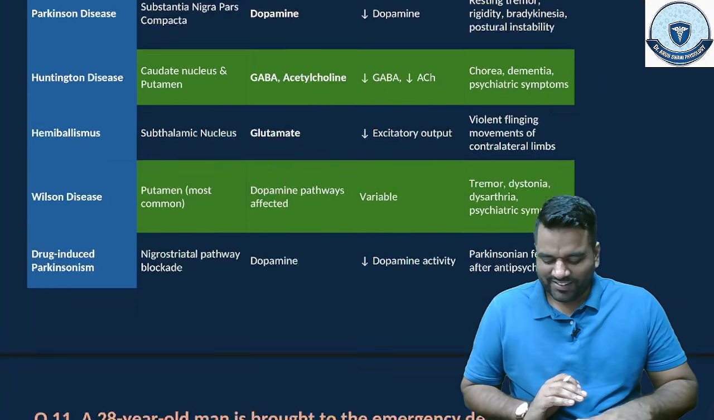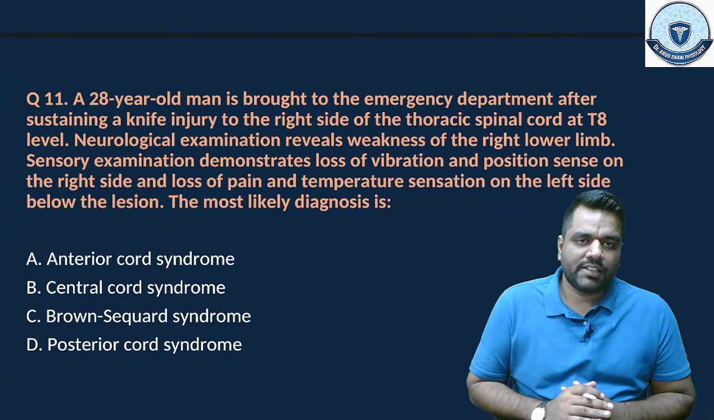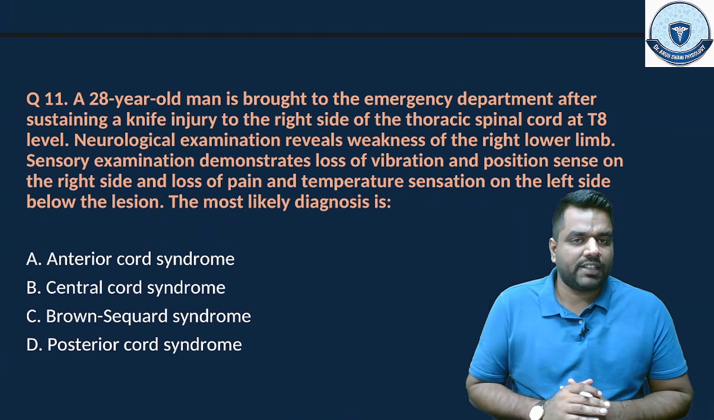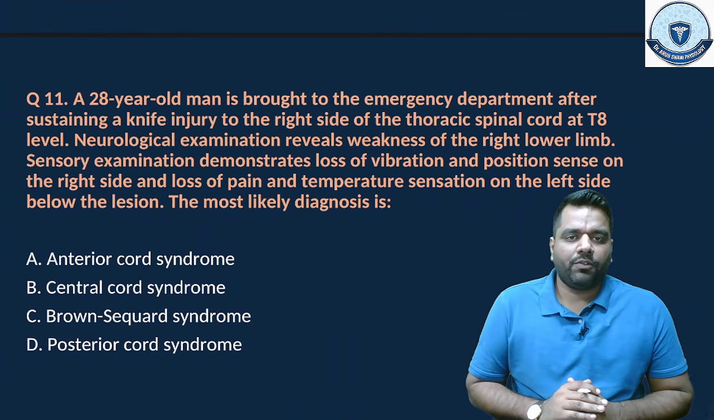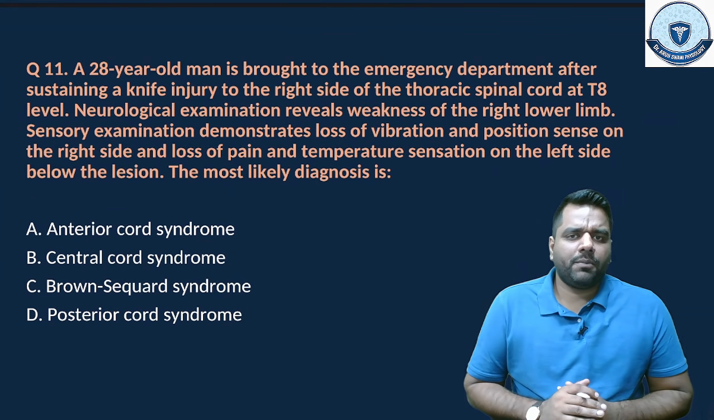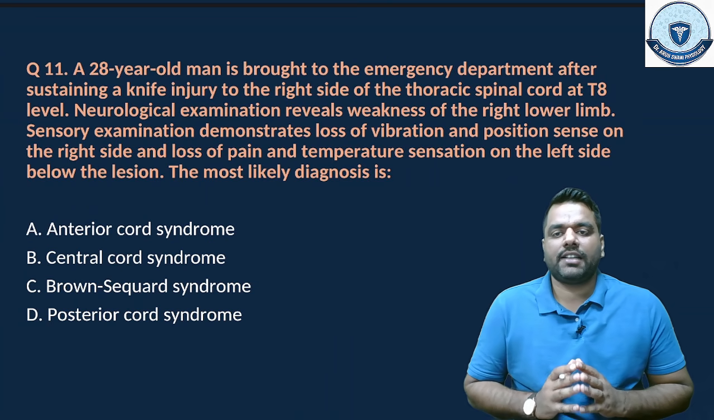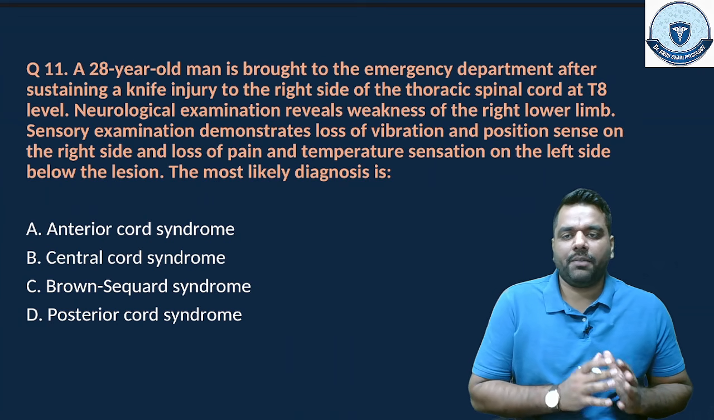I hope so. Coming to the next, a 28-year-old man is brought to the emergency department after sustaining a knife injury to the right side of the thoracic spinal cord at T8 level. Neurological examination reveals weakness of the right lower limb. Sensory examination demonstrates loss of vibration and position sense on the right side and loss of pain and temperature sensation on the left side below the lesion.